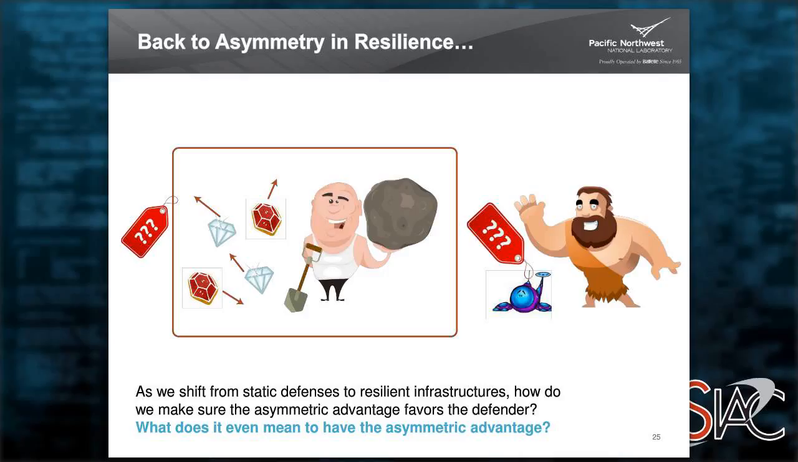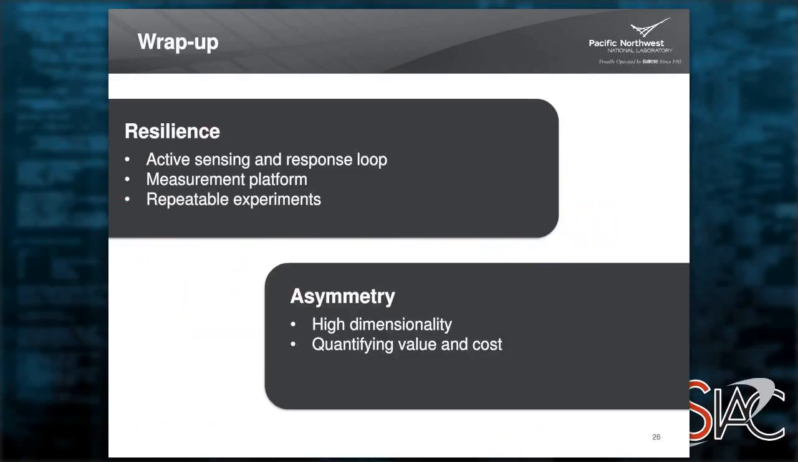And so here we are, back kind of where we started. We've got thoughts about what asymmetry means. We have a lot of thoughts about what we think resiliency means. We have a platform that will let us start making these rigorous, repeatable experimental measures on it. And now we're ready to go and answer this big question. And so this is the point where we're looking for linkages with all the folks in the room and other folks that you know.